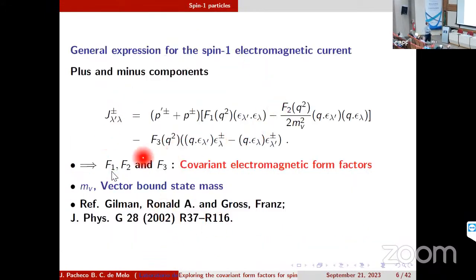Then I define my electromagnetic current for the plus and minus components, with final and initial polarizations. A very nice reference is Frankfurt and Strikman, Journal of Physics G, but it is for the deuteron in reality. I speak about the rho meson, but it is the same for the deuteron because it is spin 1. Then I have these three form factors, F1, F2, F3. That's the simplest way to describe spin 1 particles. The deuteron also has spin 1. That is my main equation to calculate the current.